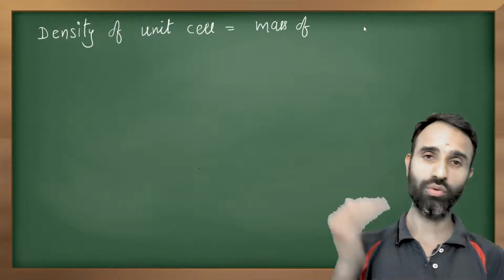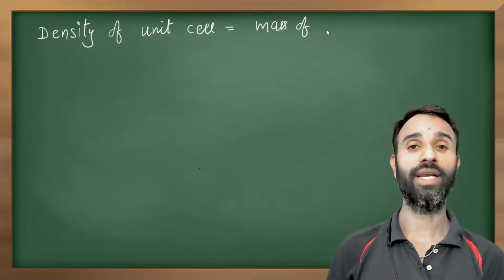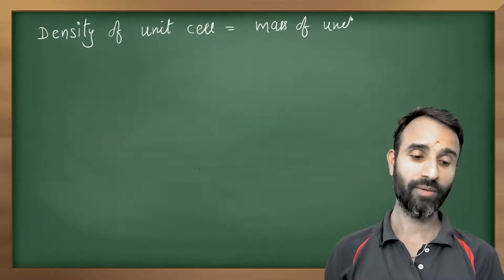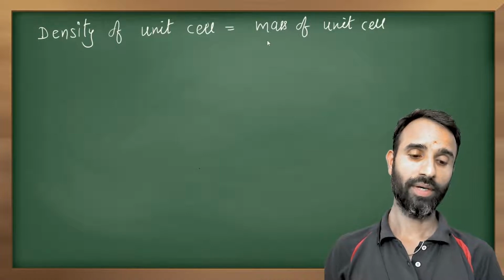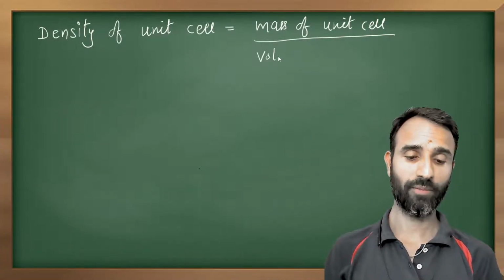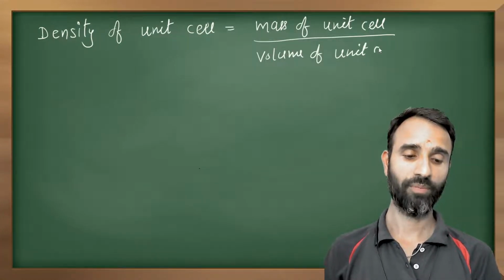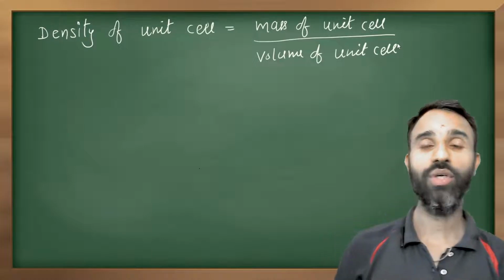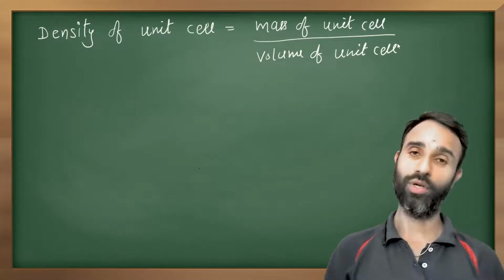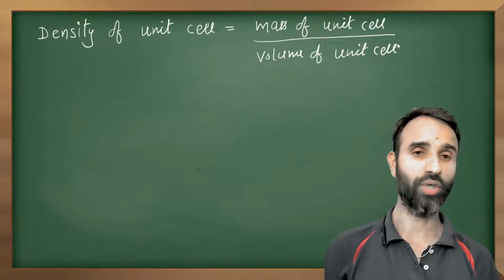density means mass over volume. So density of a unit cell is mass of unit cell divided by volume of unit cell. That's it. Density of a unit cell is equal to mass of unit cell divided by volume of unit cell.